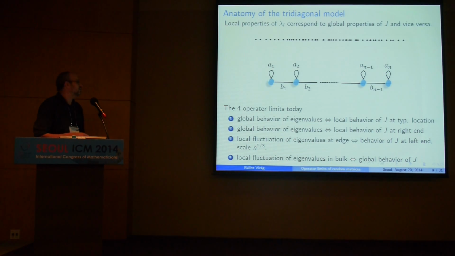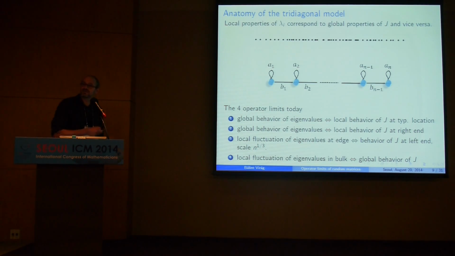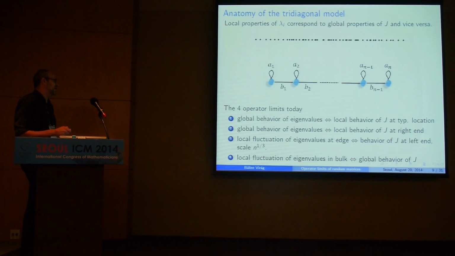So that's one way of thinking about it. And properties translate from one place to another. So by studying certain properties of this thing, you can deduce certain properties of that thing. So for example, the global behavior of the eigenvalues will correspond to local behavior of this operator J at a typical location, so somehow a random location. I'll make that more precise.